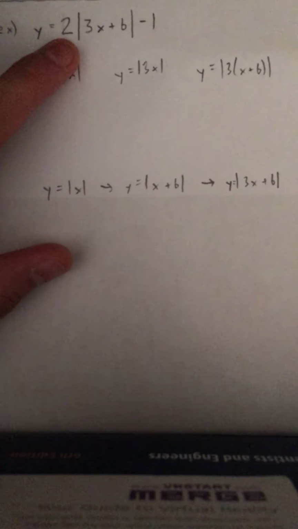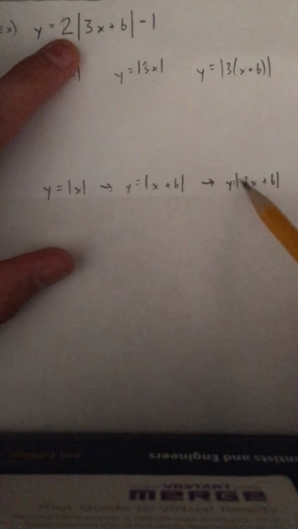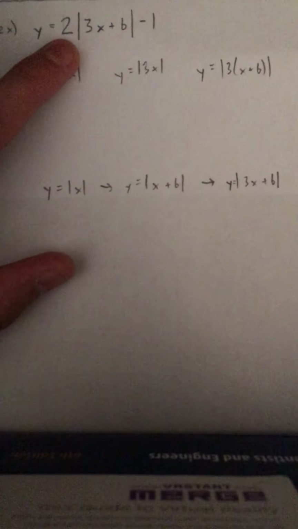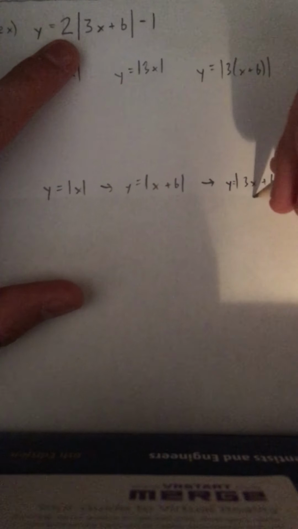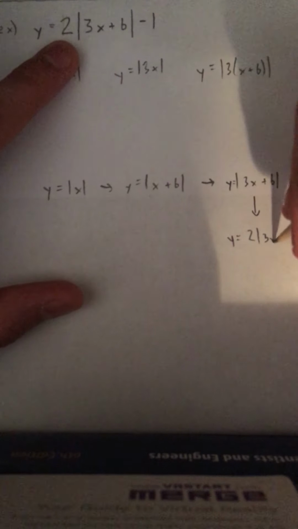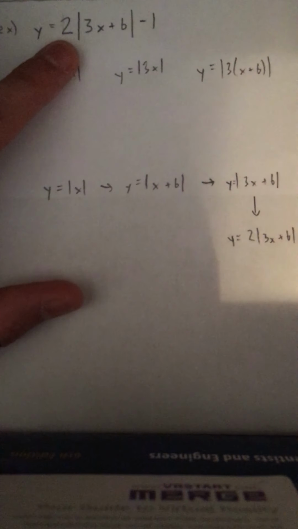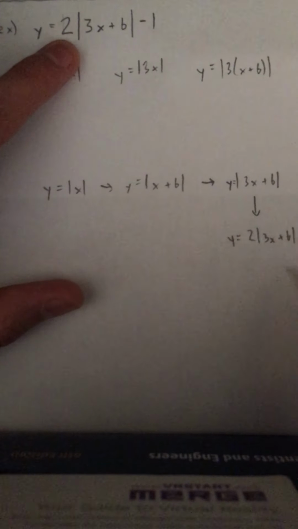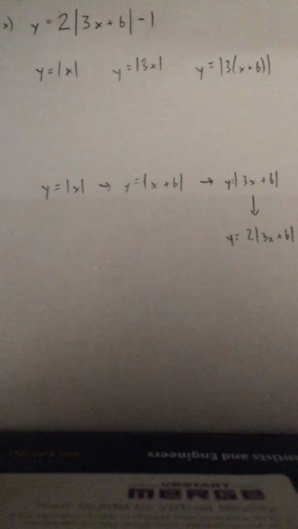So now, remember our transformation is going to be done to the function. So you take your base function, which is this right now, and you multiply by 2. Okay? So this becomes y equals 2 times absolute value 3x plus 6. And then we have one more, which is taking the function you're starting with, and now we are subtracting 1.